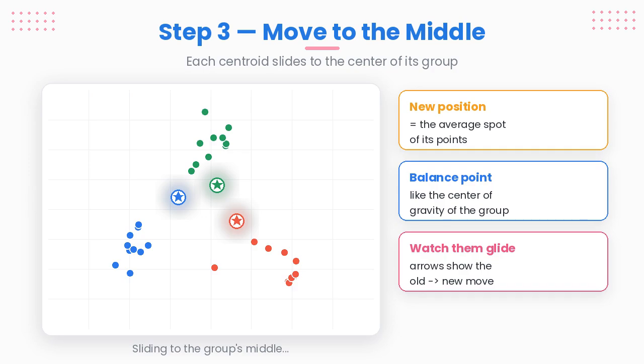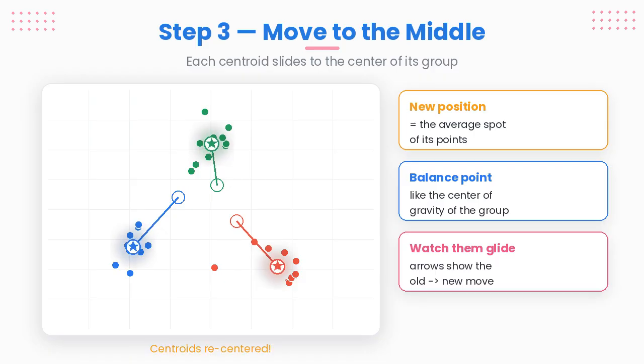Step 3. Move each centroid to the middle of its group. A centroid's new home is simply the average position of all the points assigned to it, its balance point, like the group's center of gravity. So each star slides over to sit right in the heart of its own colored cluster. The little arrows show the journey from each centroid's old spot to its new one. Now they're perfectly recentered.